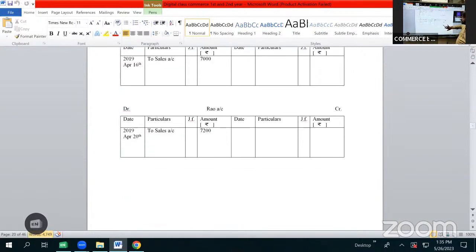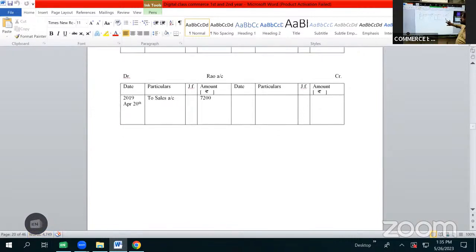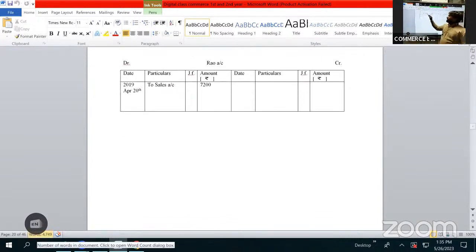Then we have sold goods to Rao. So we'll be preparing Rao account as date, particulars, JF, amount rupees, date, particulars, JF, amount rupees. Towards extreme left will be writing DR debit. Towards extreme right will be writing CR credit and the name of the account will be taken as Rao account. And as we have sold goods to him on April 20, we'll be posting it on 2019 April 20 as to sales account 7,200 rupees. So with this, we conclude the topic subsidiary books.